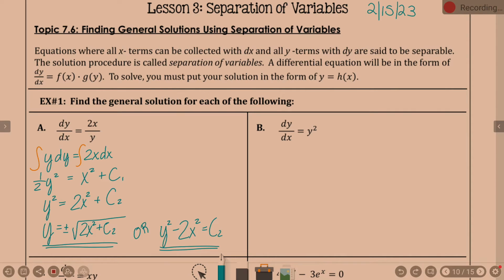Is that one basic enough? Okay. Let's try example B then. What are you going to do with example B?